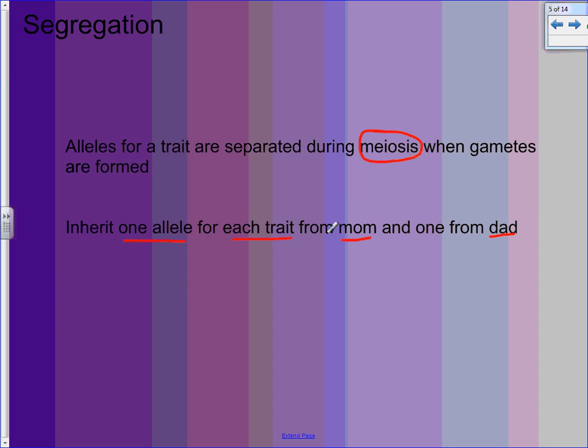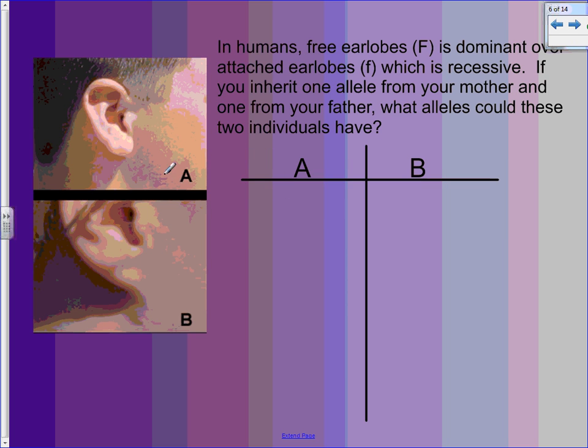If we look at this, this is earlobe attachment. That's one of the things you had to do on your homework. Right here, you can see dad's earlobes are free, mom's earlobes are attached. If we say that free earlobes are dominant, so notice we're using a capital F, over attached earlobes, which is recessive, lowercase f, and you inherit one from your mom, one from dad, what alleles could these two individuals have?